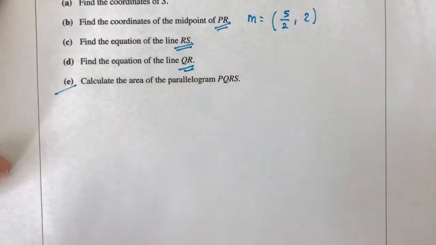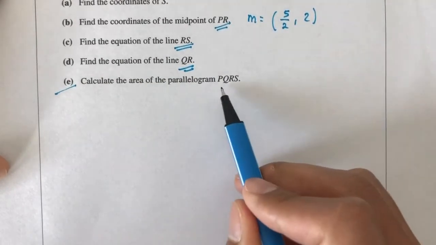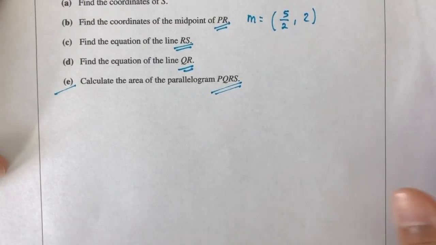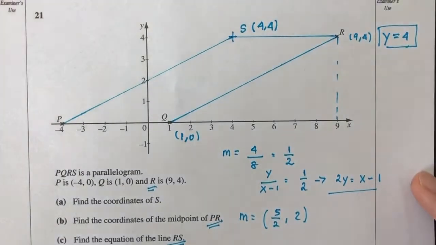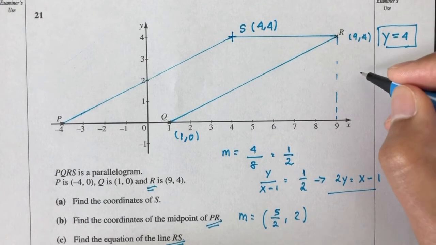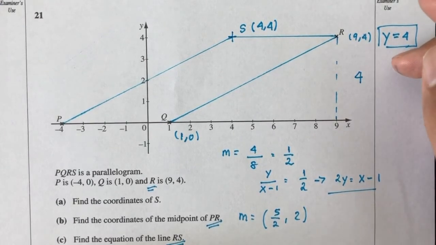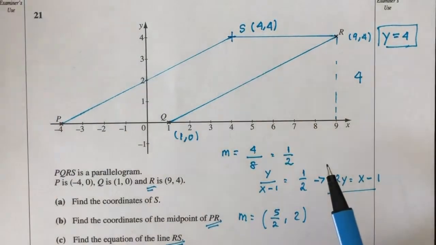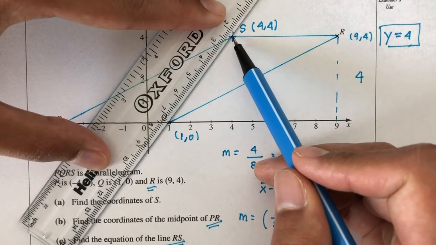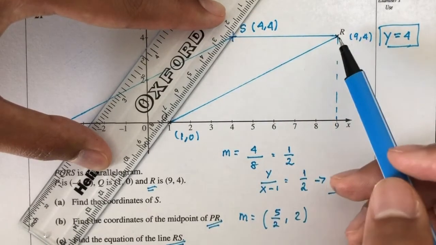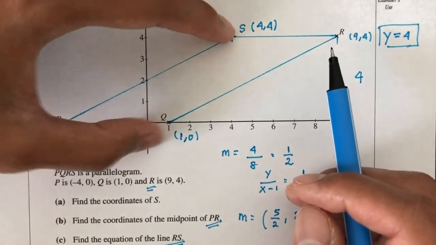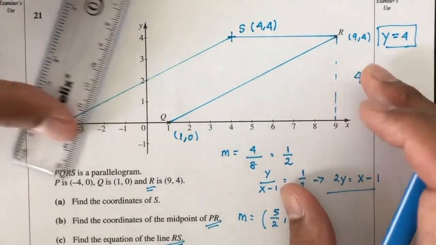Now the last part is to calculate the area of the parallelogram PQRS. There are a few ways of doing that, but I guess the easiest way is to just find the area directly. So we know the height already. The height is equal to 4. We just have to find the width. So basically the main trick is to think of this as a two-part shape, right? So you just take this one, you move it here, and it will be like a normal rectangle.